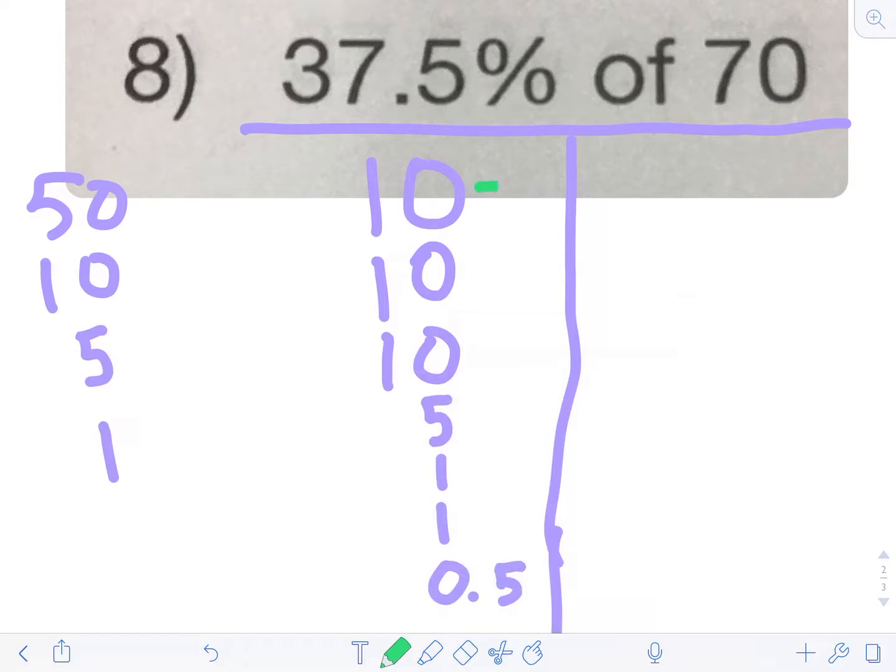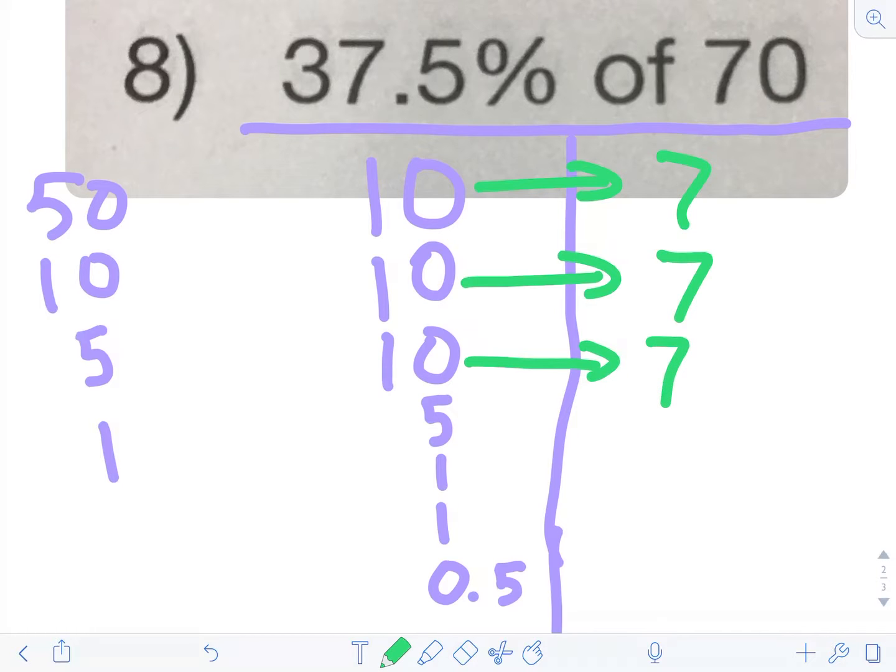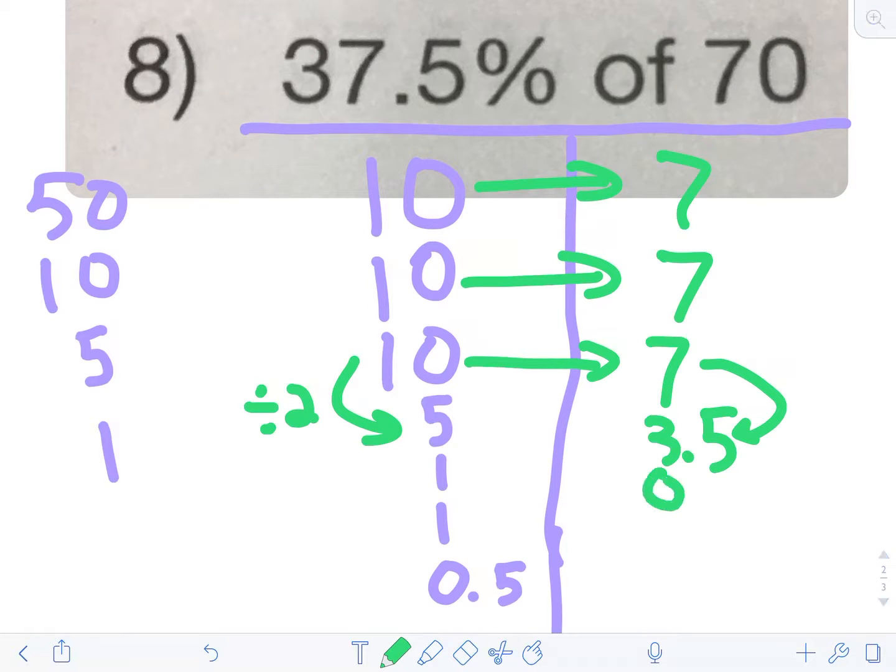So we know that 10% of 70 is 7, okay? Half of 10 is 5, half of 7 is 3.5, okay? We just learned that 1% of 70 is 0.7, and what I'm going to do is I'm actually going to add a number. I'm going to add 0.70. Same number, just adding a 0.